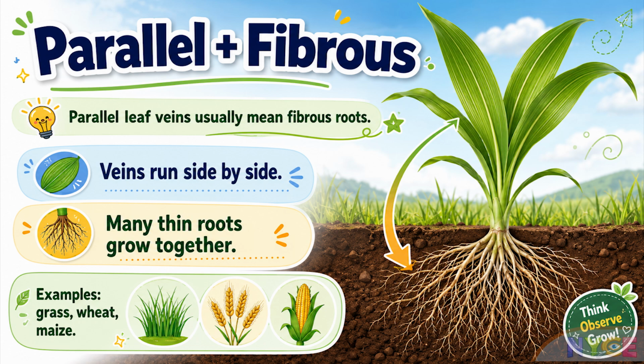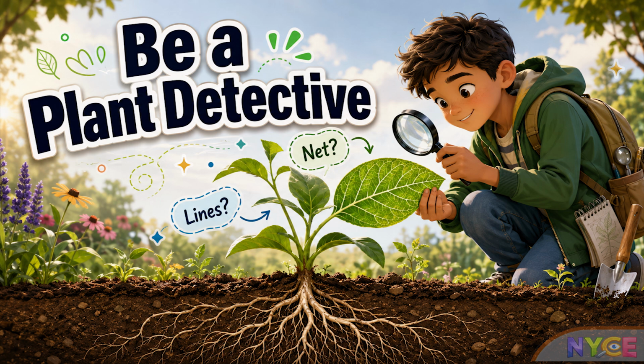The next time you see a plant, become a plant detective. Look at its leaf first. Are the veins net-like or are they parallel lines? That one observation can help you guess what kind of roots are hidden underground.